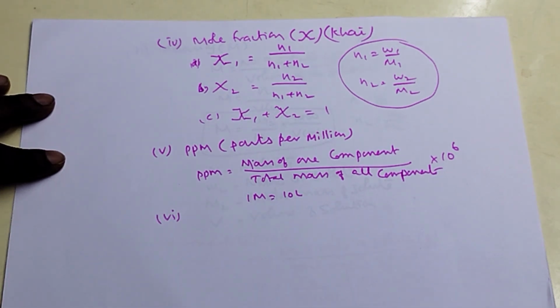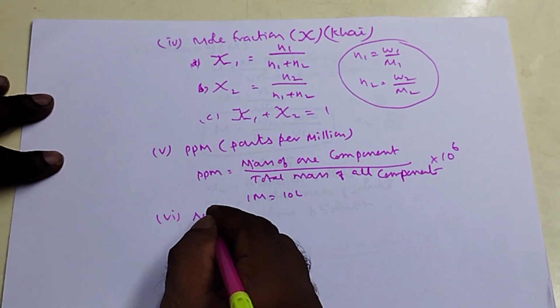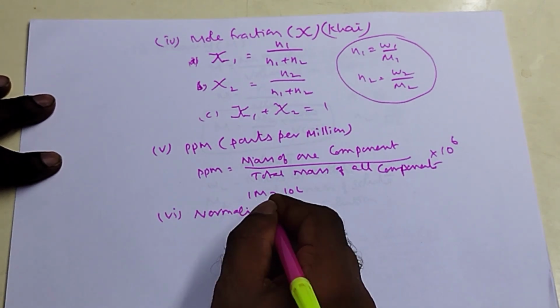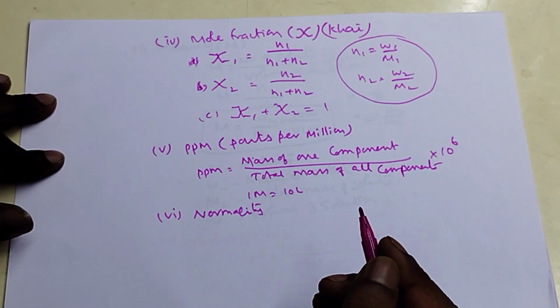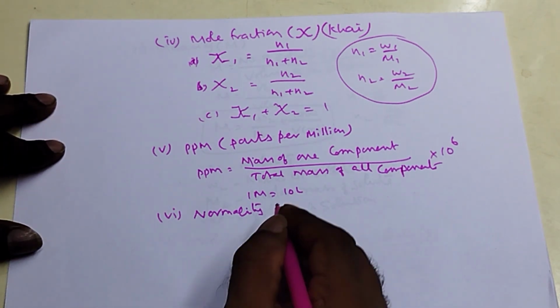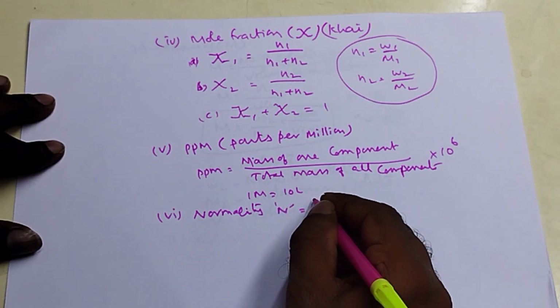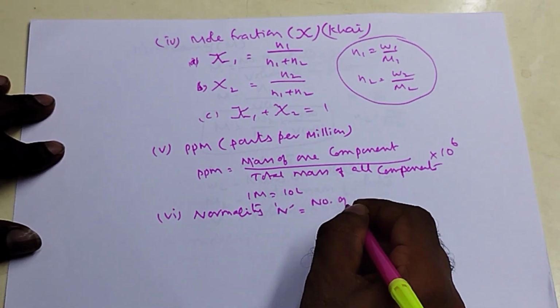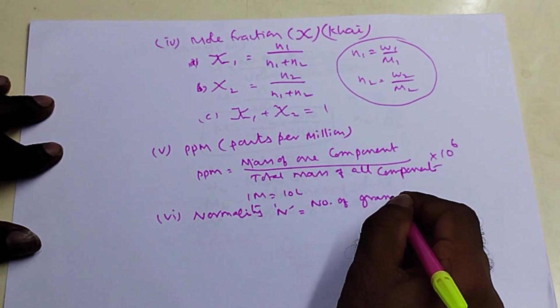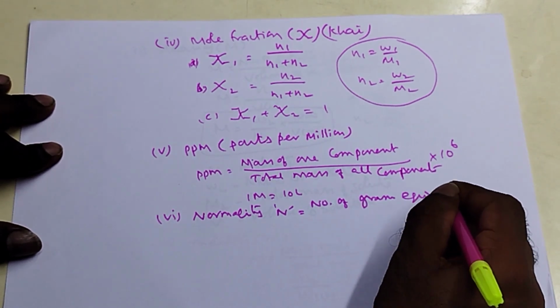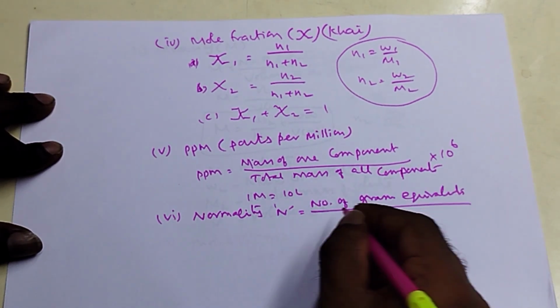Normality is not covered in your textbook, but you should still know what normality is. Normality is also one way to express the concentration of solutions. So what is normality? It is denoted by the capital letter N, and is nothing but the number of gram equivalents in the volume of the solution.